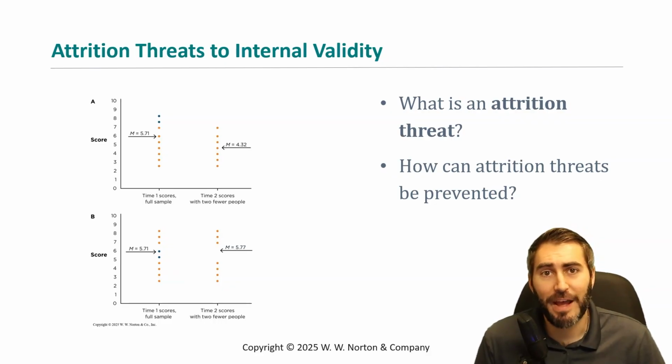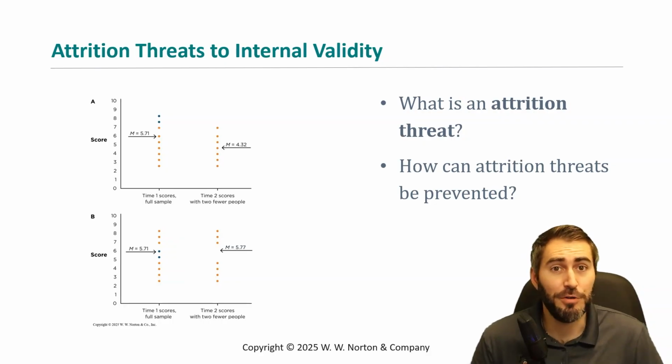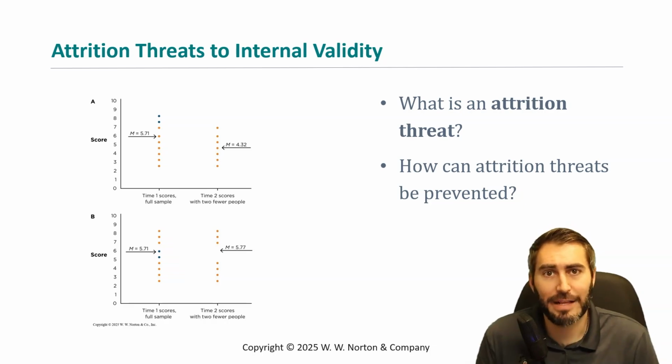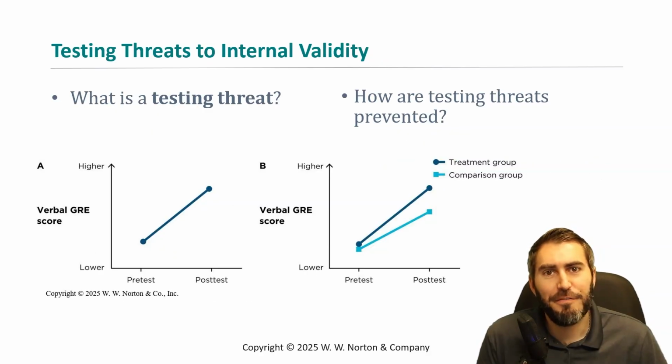One way to prevent attrition is that when participants drop out of a study, the researcher removes their scores from the pretest average as well. Another approach is to look at the pretest scores of dropouts. If they have extreme scores, then they're more likely to threaten internal validity than if they have more moderate scores and should be removed. The fifth threat is known as a testing threat.